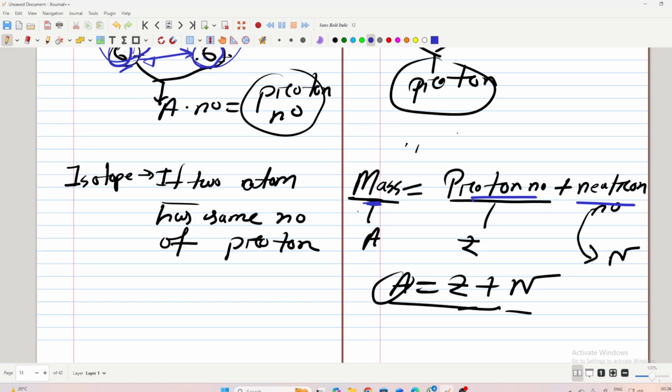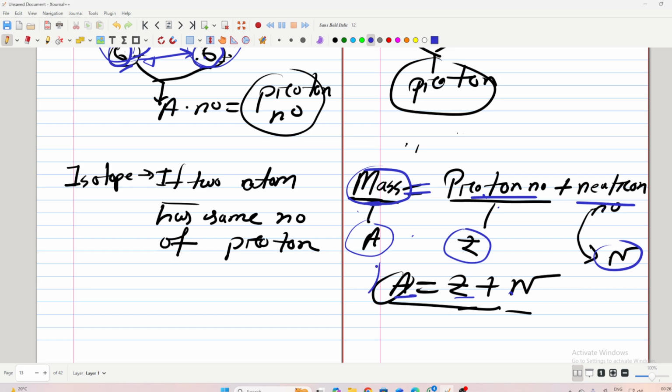We have to learn a formula: mass equals proton number plus neutron number. The mass of an atom equals the proton number plus the neutron number. The mass is represented by A, the proton number by Z or atomic number, and the neutron number by N. So A equals Z plus N. Am I clear? So A equals Z plus N.